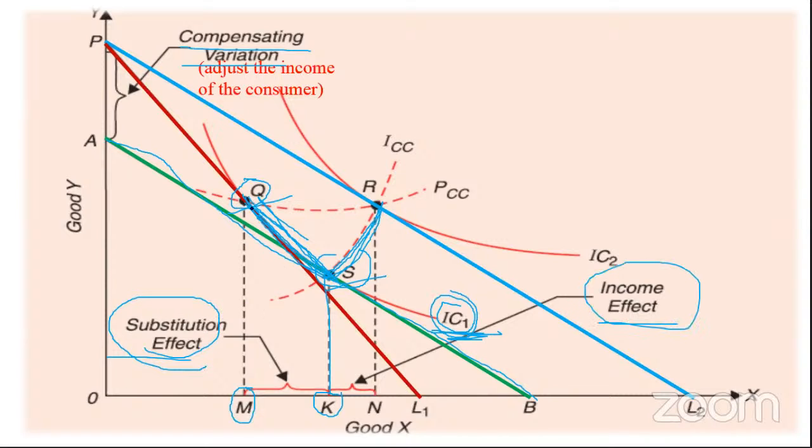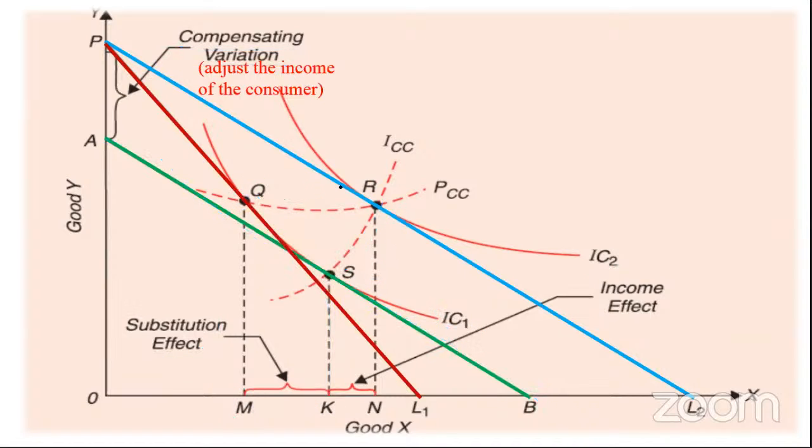Why are we saying that this is a substitution effect and this is an income effect? Because in the substitution effect, the individual is substituted along the same indifference curve, and we are reducing the income of the individual. The income falls from PL2 to AB, so his income will be reduced from R equilibrium position to S equilibrium position. So KN represents the income effect.